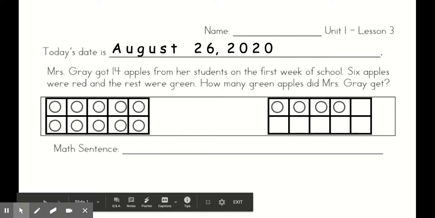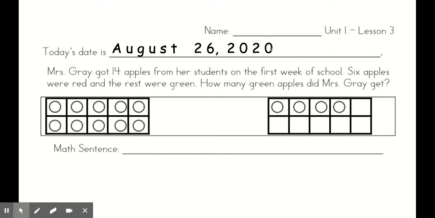So we are working on Unit 1, Lesson 3. Find the paper that's labeled Unit 1, Lesson 3 for today. It should be in your Wednesday math packet, and please put your name on your paper. The date today is August the 26th, 2020.